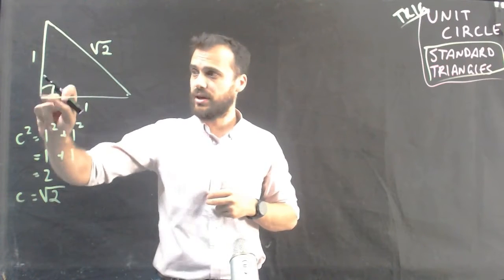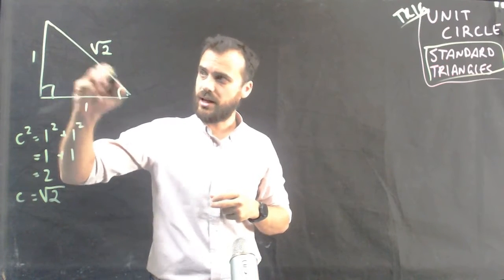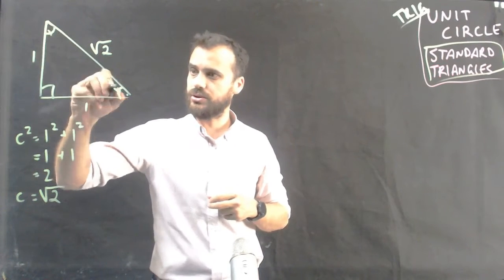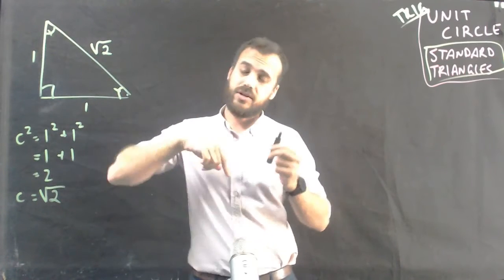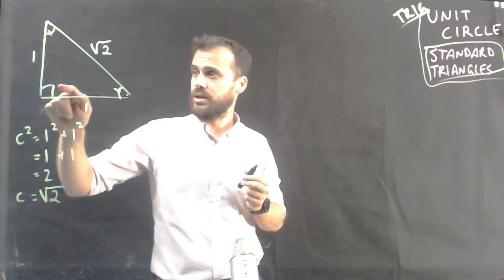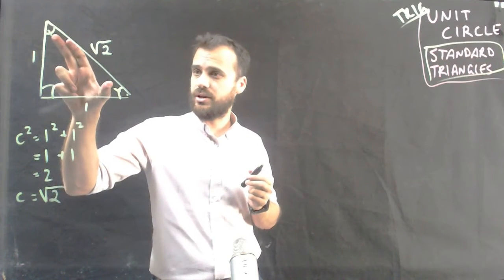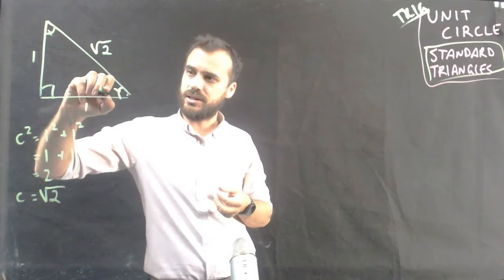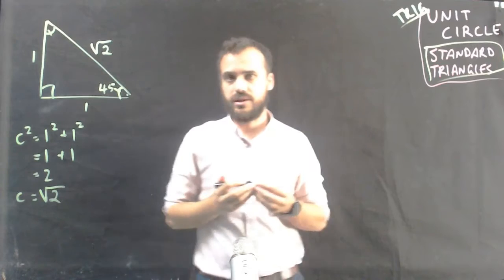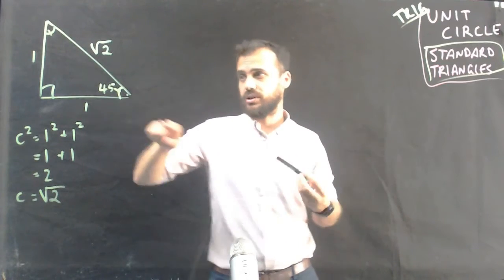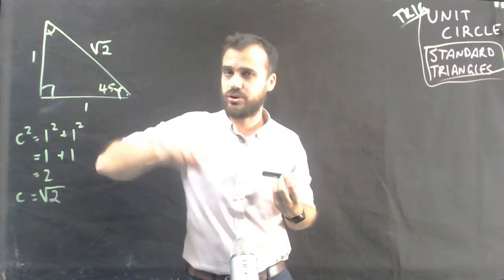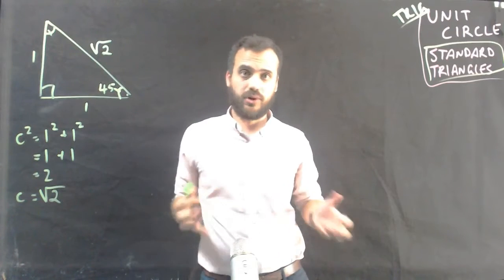Now, if that length and that length are equal, then that angle and that angle must also be equal. And if there's 180 degrees in a triangle, there's 90 degrees here, 90 degrees when you add those two up, which means that that is 45 degrees. So, the first standard triangle has 1, 1, root 2, and it has an angle of 45 degrees.